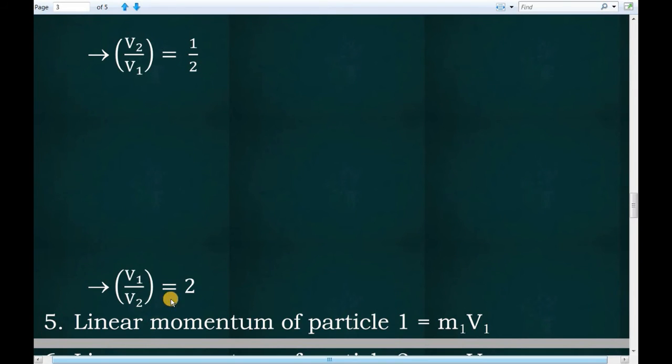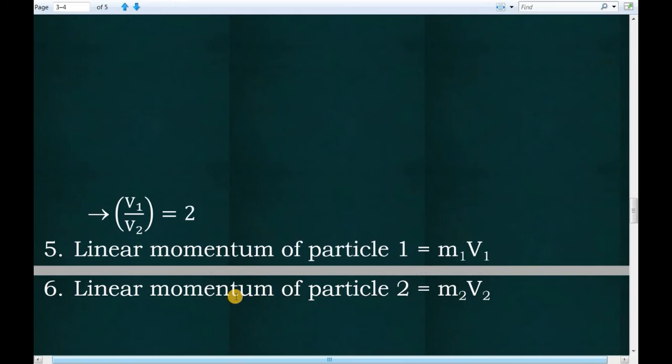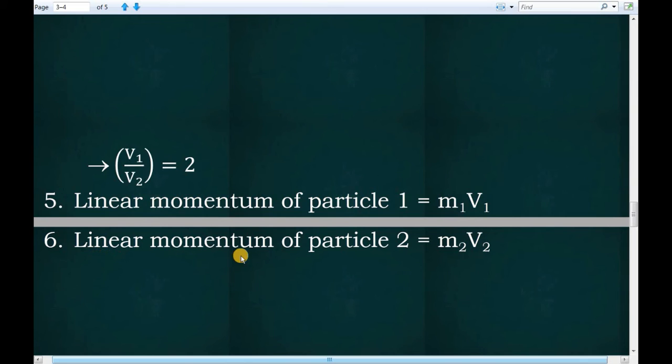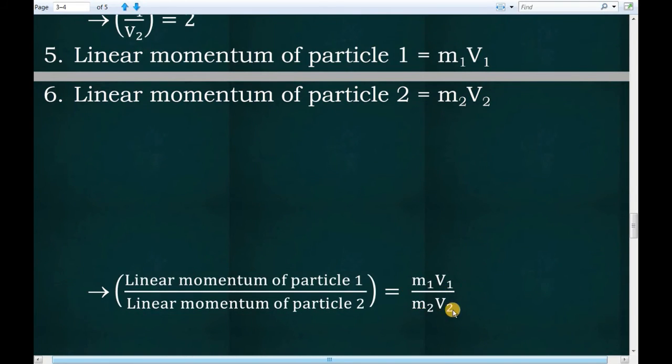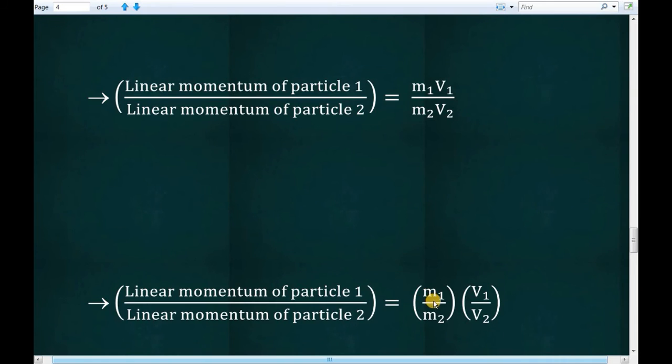Now we will find the ratio of linear momentum of the two particles. First, we will write down the formula of linear momentum of the particle 1, which is m1 v1, and the formula for linear momentum of particle 2 is m2 v2. Now we will divide these two formulas. We get m1 v1 divided by m2 v2. This can be rewritten as m1 by m2 into v1 by v2.